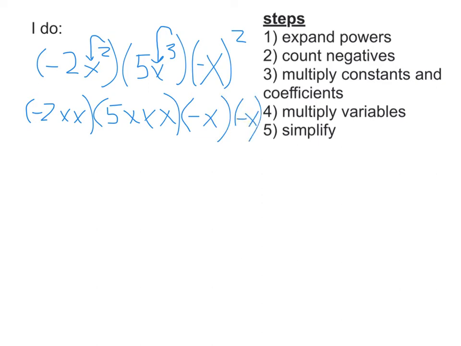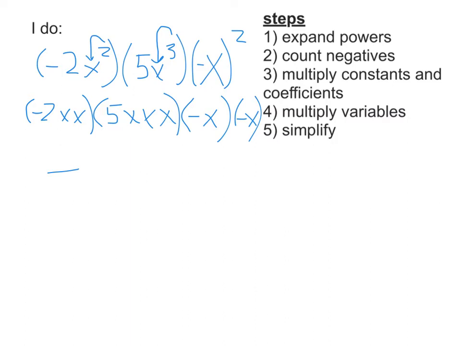So now we've expanded. So our very next step, step 2, is that we're going to count the negatives. Well, when I look, I've got a negative here, I have a negative here, and I have a negative here. So that's 3 negatives. 1, 2, 3 negatives. So since there's an odd amount of negatives, that means my answer is going to remain negative. So I'm going to put a negative sign.